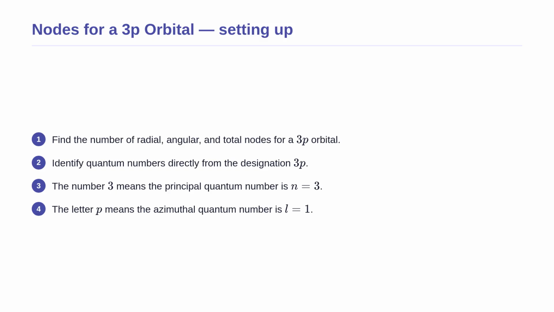Our strategy is to first extract the quantum numbers directly from the orbital's name. The number in front, 3, tells us immediately that the principal quantum number n is 3. The letter p corresponds to an azimuthal quantum number L equal to 1, based on the standard sequence, where S is 0, P is 1, and D is 2. These two numbers are the keys to unlocking the entire structure.